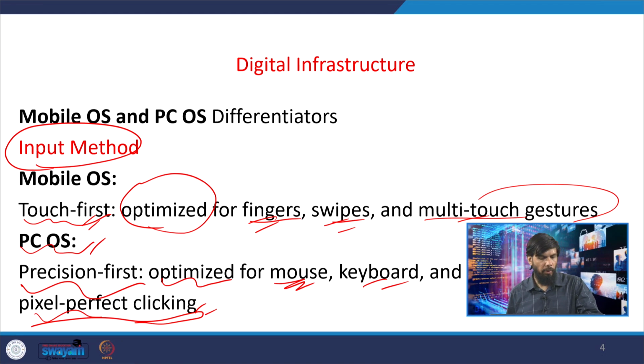But in case of mobile operating system, touch first is there. So, optimization is that way. So, it is not obviously very precise.